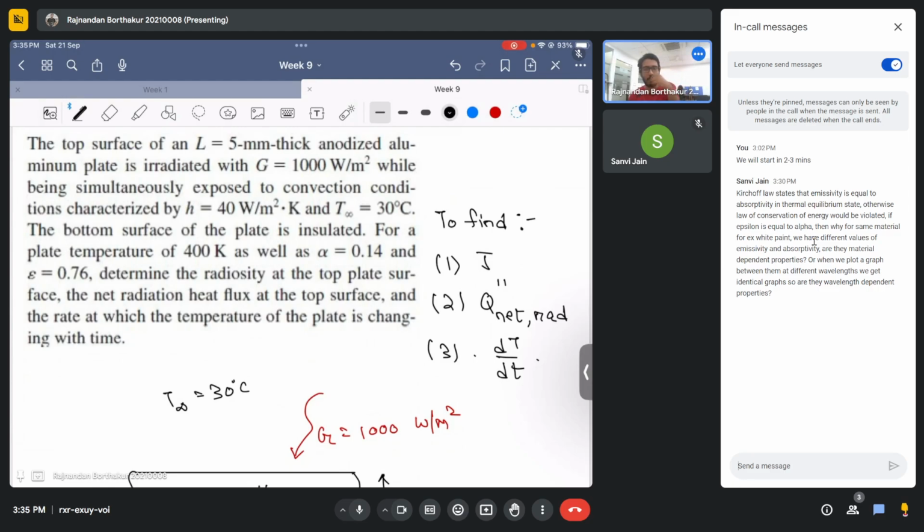Am I being able to state it clearly? Sanvi, is it clear? Or do I need to repeat it again?